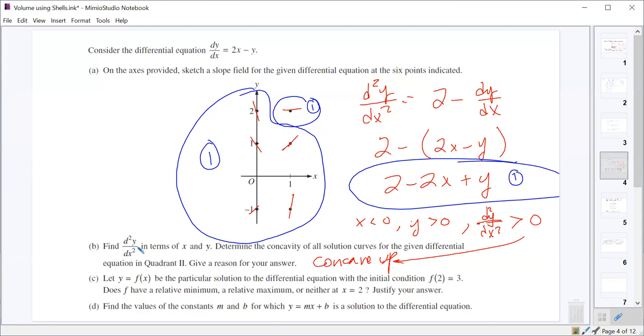Yeah. Whatever the variable in the denominator is, that's the variable with which you are taking the derivative with respect to. So that's how you know you're taking it with respect to x. And then saying in terms of x and y just means that they don't want it to be left like this. They want it to be all in terms of x. Great. That make sense? Okay.